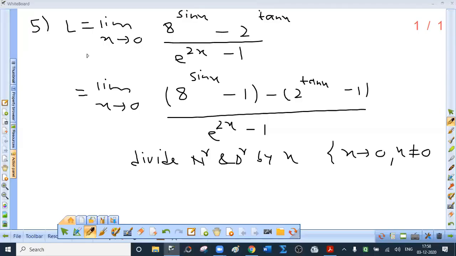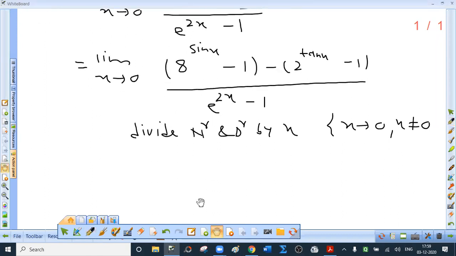So fifth one, let L be the limit as x tends to 0 of (8 raised to sin x minus 2 raised to tan x) upon (e raised to 2x minus 1). Now subtract 1, add 1, effectively minus minus plus. So we have written the same numerator in a different form. Divide numerator and denominator by x. Now the next step is interesting. Let me explain. See how I write this. Limit x tends to 0.